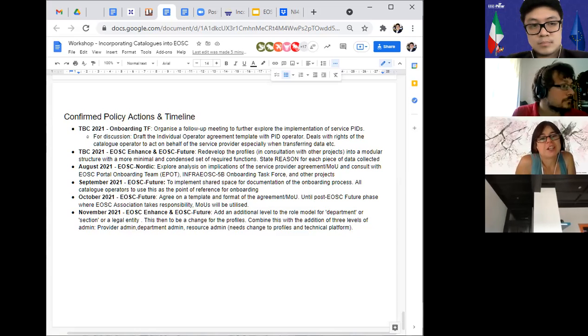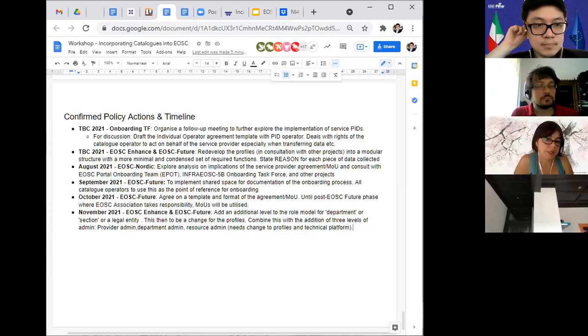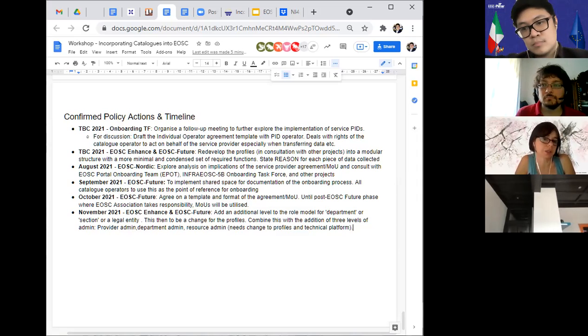Another action on EOSC Future will be to implement a shared space for documentation. And everybody agrees that this would be beneficial and they are looking forward to adopt and use it as a point of reference. This will happen in September. And then we have other actions for October and November. So quite a hot autumn, I would say.